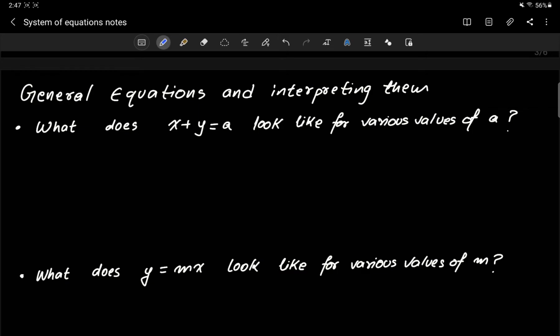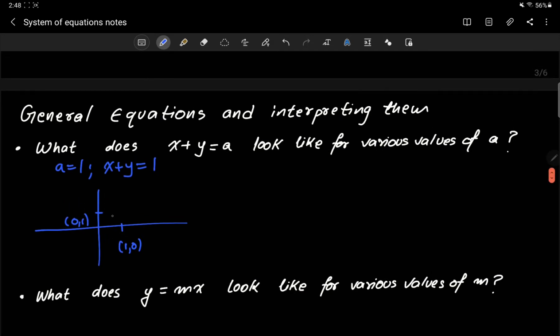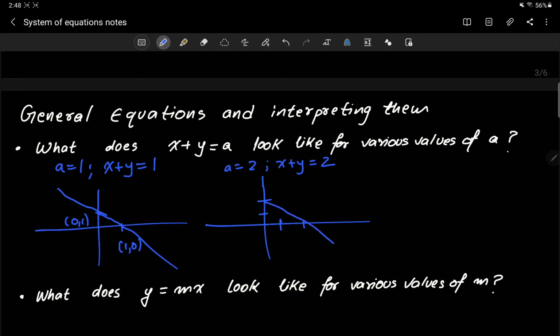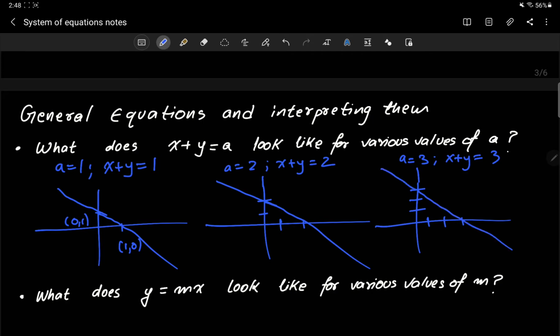Now one way to see is just pick some values, right? Let's say a equals 1. Then x plus y equals 1 is going to look like this point, which is (1, 0), and this point, which is (0, 1), and a line through them. If a is 2, then this is x plus y equals 2. You would still have the same slope, except now it's going to go through a different pair of points. If a is 3, then it's the same slope. It only goes through a different pair of points.